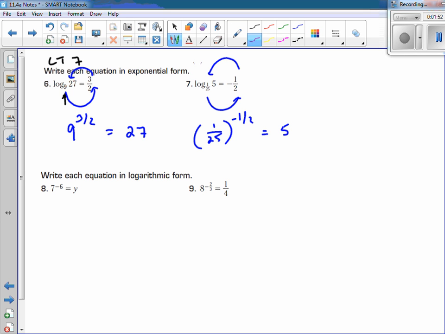Similarly, we have exponential functions we want to change to logarithmic functions. If you start with the base, you can make sure you get everything in the right order. So it's going to be log base 7 of y equals negative 6. And log base 8 of 1/4 equals negative 2/3. So that's learning target 7, being able to rewrite those.